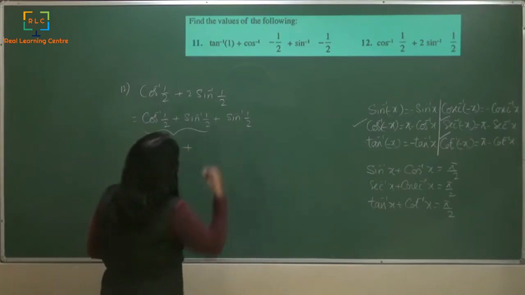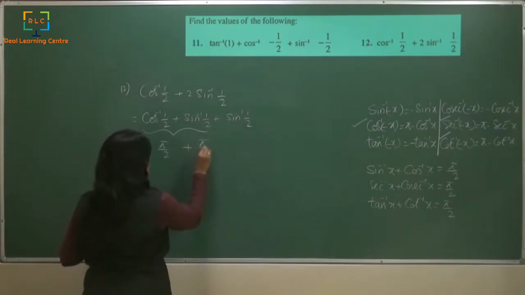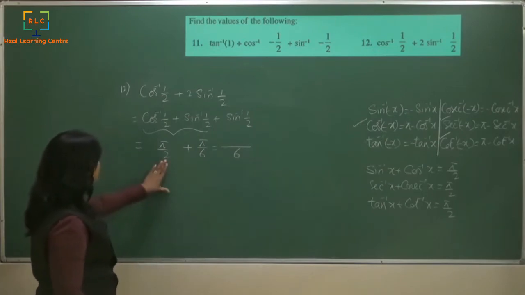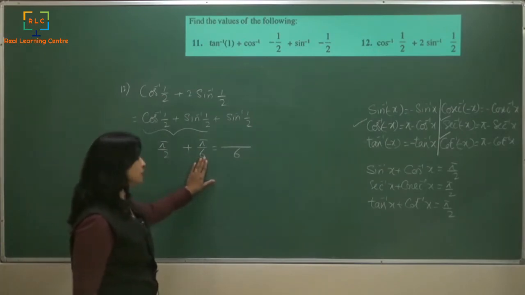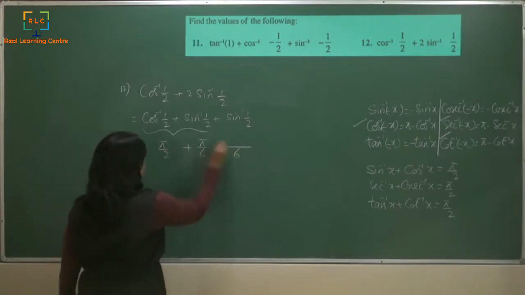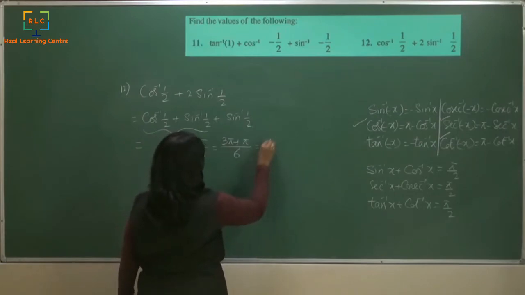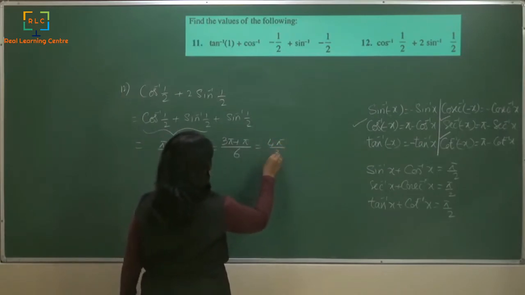And sine of what degree is equal to 1 by 2? That is 30 degree. 30 degree is pi by 6. Okay, LCM is 6. This 90 plus 30, it is going to be 120. So LCM is 6, and this will be 3 pi plus pi, which is equal to 4 pi by 6.